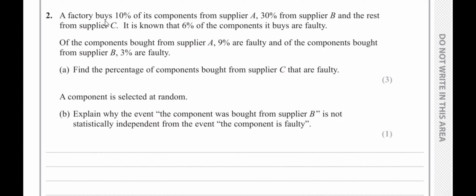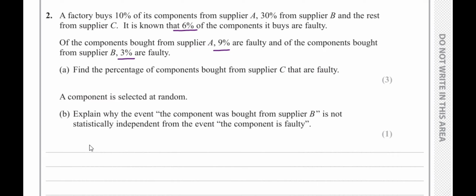Question 2. A factory buys 10% of its components from supplier A, 30% from supplier B, and the rest from supplier C. It's known that 6% of the components it buys are faulty. Of the components bought from supplier A, 9% are faulty, and of the components bought from supplier B, 3% are faulty. And this is overall 6% faulty. Find the percentage of components bought from supplier C that are faulty.